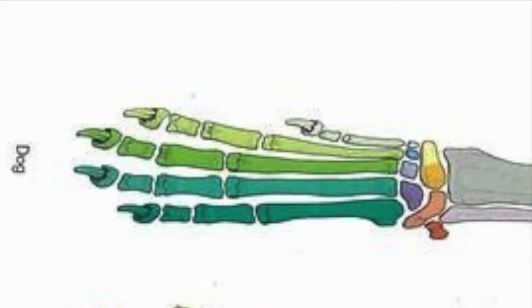The radial and intermediate carpals are fused in the dogs, and they are sometimes termed intermedioradial carpal bones. Also, there are 4 distal carpal bones present in the dog.